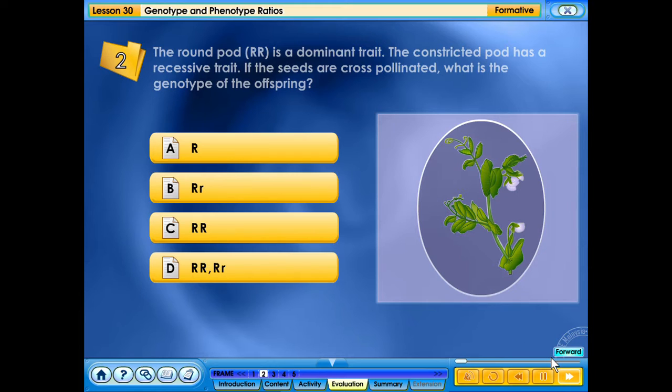The round pod, capital R, is a dominant trait. The constricted pod has a recessive trait. If the seeds are cross-pollinated, what is the genotype of the offspring? A. Capital R, B. Capital R, small r, C. Capital R, D. Capital R, small r.